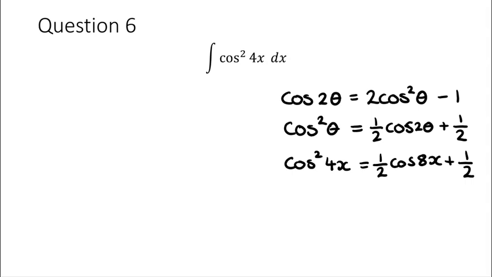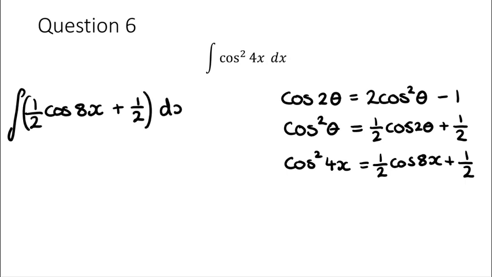So replace the theta with the 4x. So on the right hand side, you don't have 2 theta anymore, you have 8x. So now this is ready to be integrated. Okay, but please, if you see a cos squared or a sine squared, use your double angle formulae to sort it out before you go ahead and integrate.